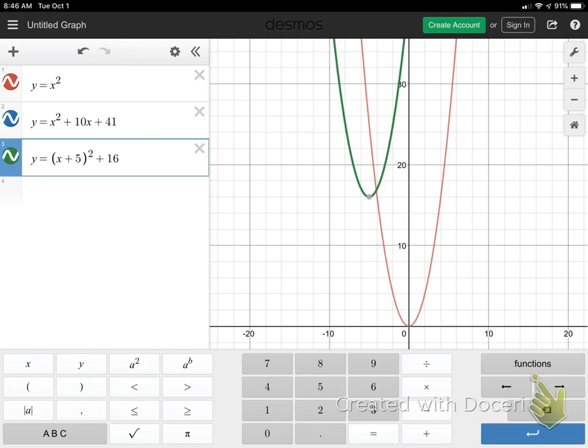It is the parent function, x squared. And we know that we can put a number in front of it, and it does stuff to the parent function. We also know that we can move the function around depending on where we put numbers with the formula. So my blue function is what I have grown up calling standard form.